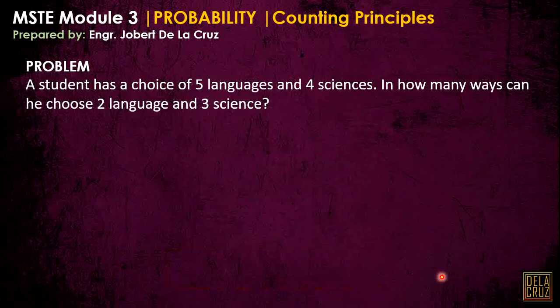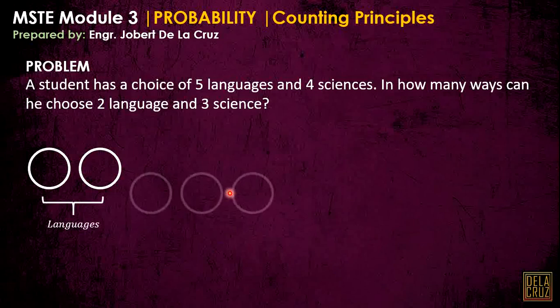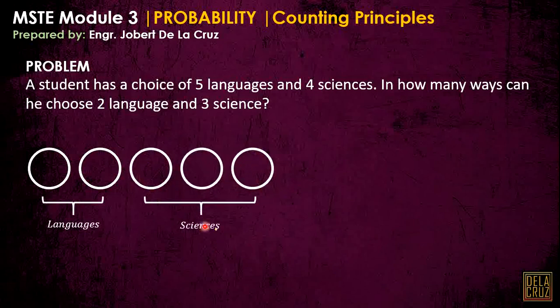Okay, how about this? A student has a choice of 5 languages and 4 sciences. In how many ways can he choose 2 languages and 3 sciences? Okay, again, I will identify yung pagpipilian natin or choices. Okay, so here it is clearly stated that we have 5 languages for our choice, and we have 4 sciences for our choice pa rin. But our sample space in this one, in how many ways can he choose 2 languages and 3 sciences? So these 2 should be languages, and we have 3 sciences. Ito yung sample space natin.